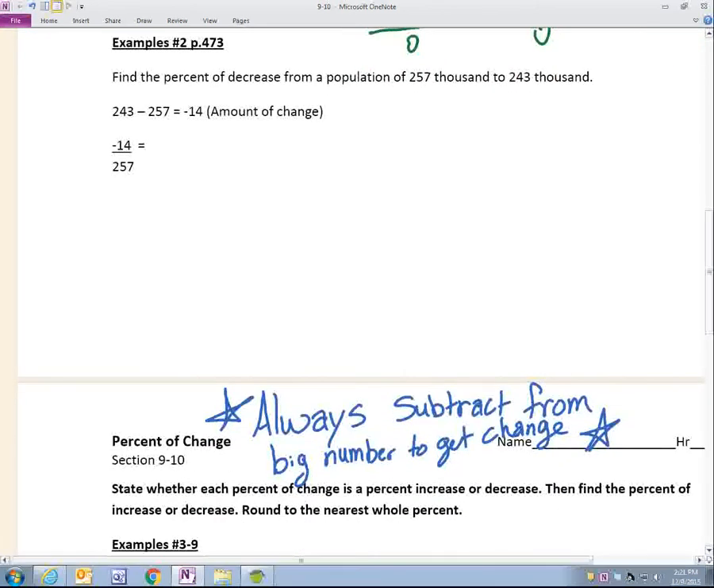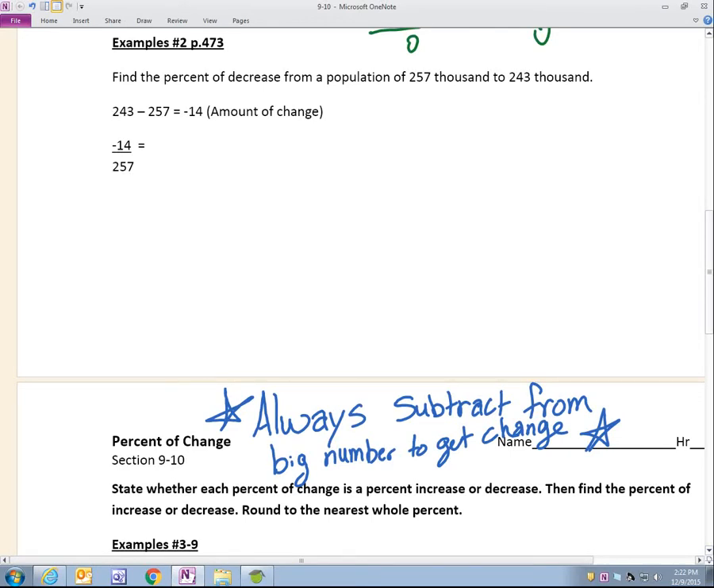Next one. Find the percentage of decrease from a population of 257,000 to 243,000. That's 5th and 6th grade stuff, and we did a little bit now, and that's okay. Your brain might just be focusing on other things. I know you know how to do that. You're just overthinking a little bit, I promise you.